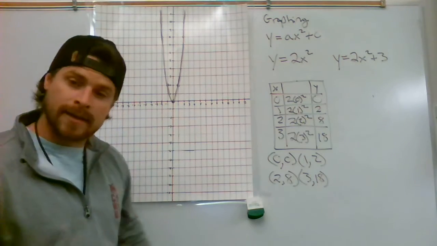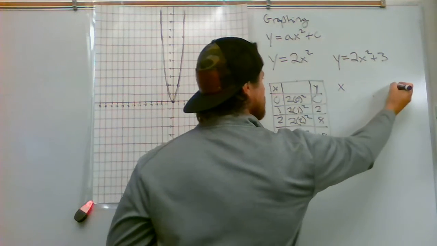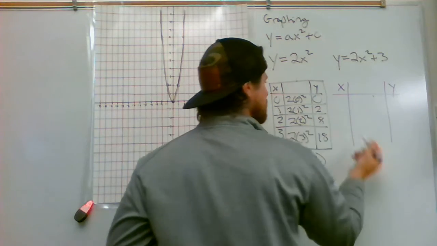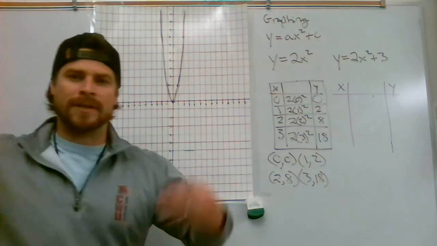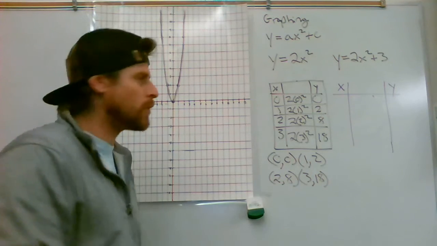Let's do that in a different color. Now I'm going to say x, I'm going to say y, and I'm going to put my work in the middle of my table. Again, this is how we start every single one of these. If we are asked to graph this, we want to start by just making a table of values, finding the x's and the y's, and then plotting those points.